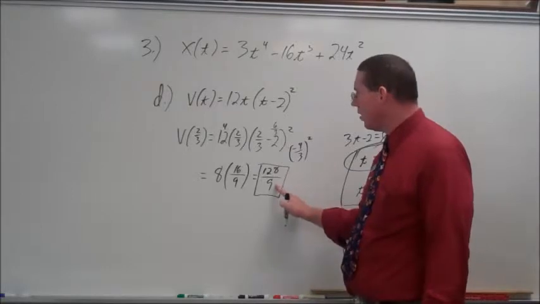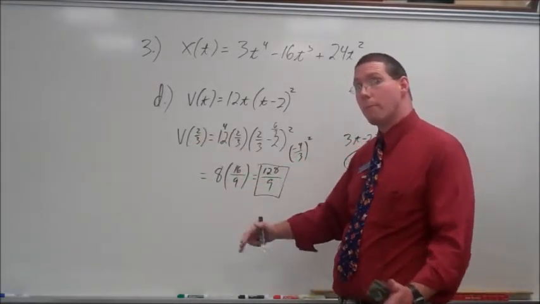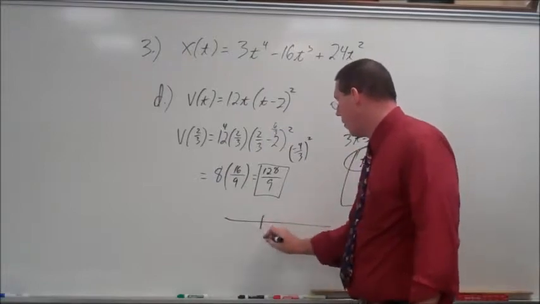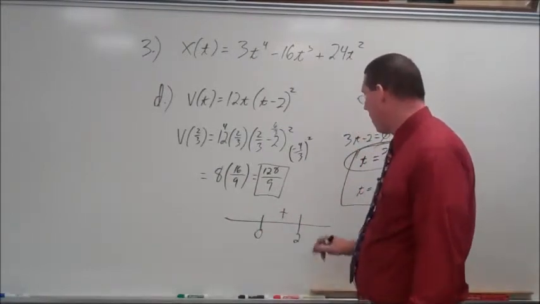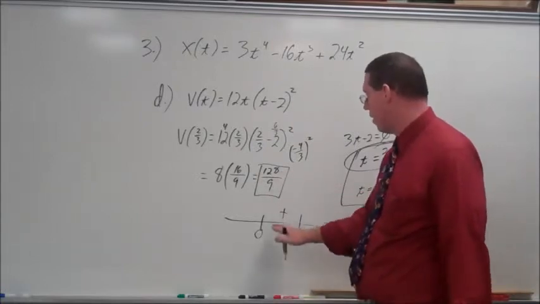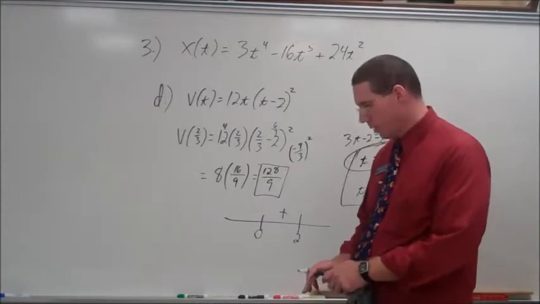Notice that it's positive, and 2/3 is between 0 and 2. And remember on our sign chart we saw that velocity between 0 and 2, they all have positive values. Well, there you go, positive 128 over 9. That's for part D. Okay.